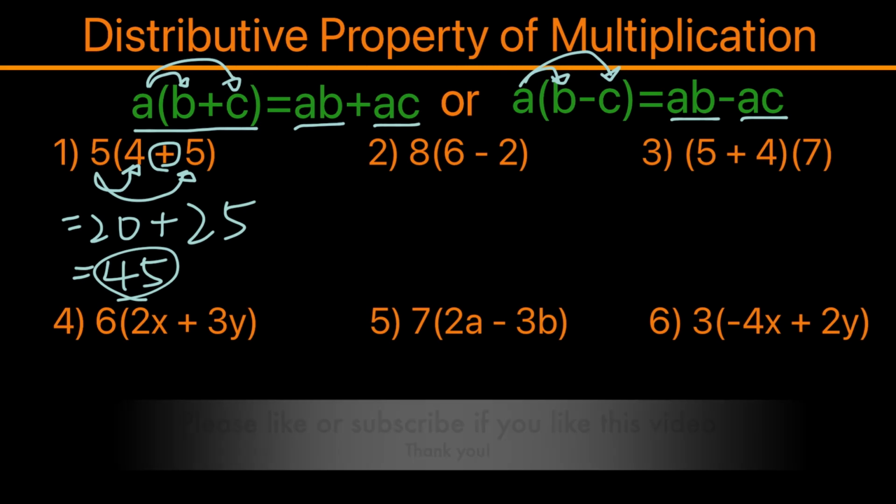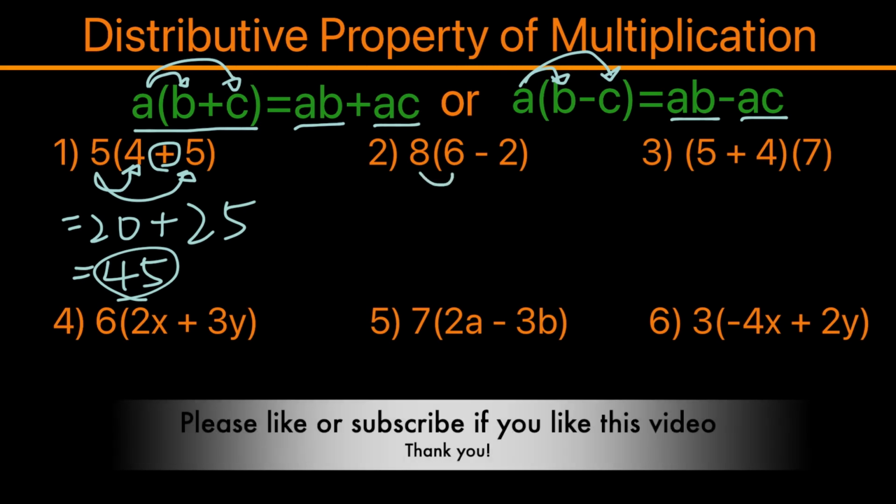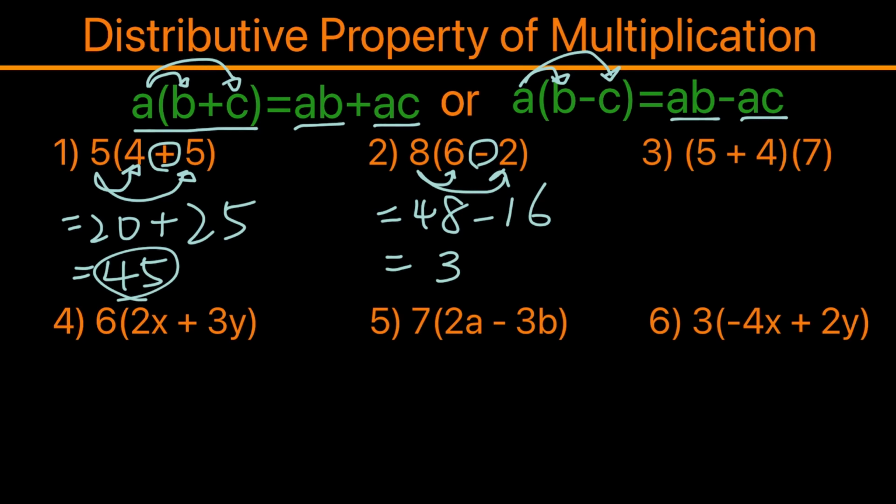For the second equation, we have 8 times 6, and then 8 times 2. So 8 times 6 is 48, and then the subtraction, and then 8 times 2 is 16. Then we take 48 minus 16, then we have 32.